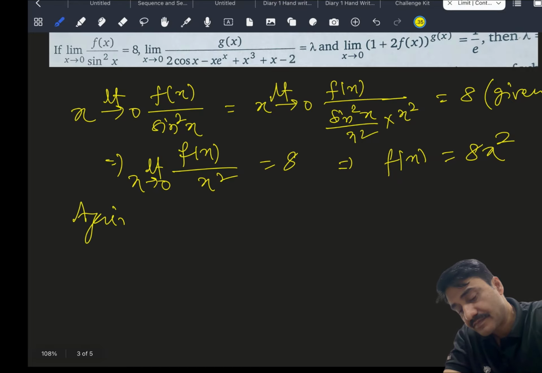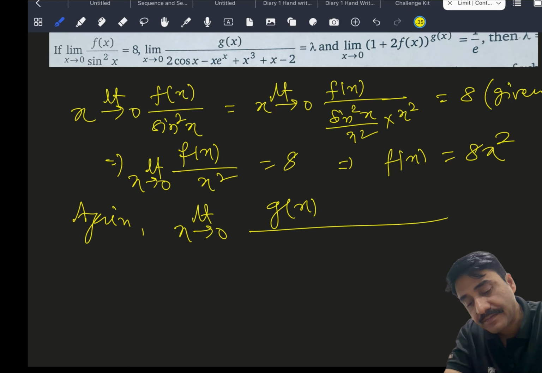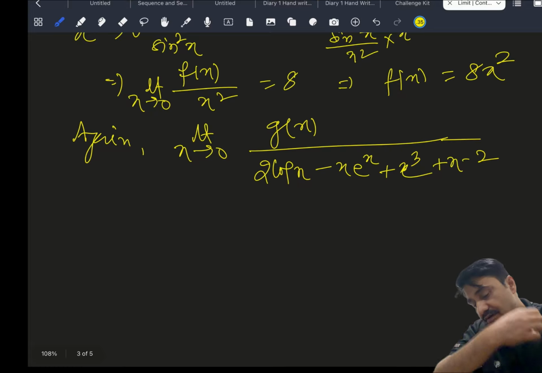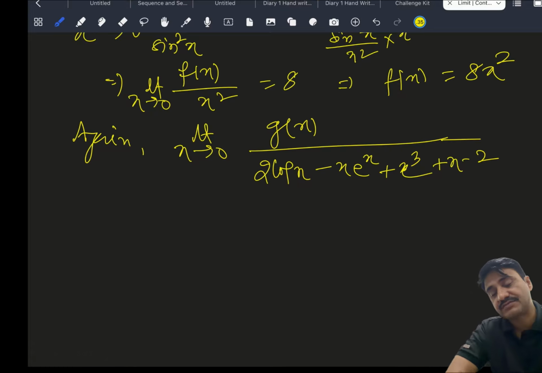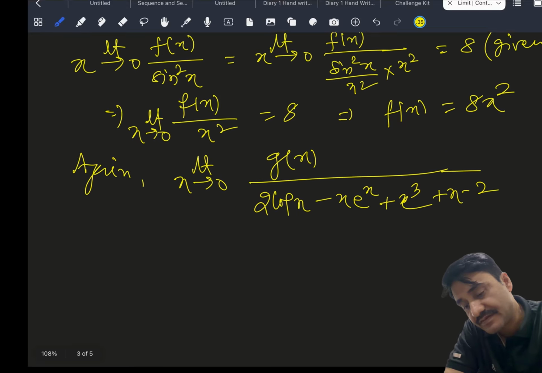Again, x tends to 0 limit g(x) by 2 cos x minus x e raised to x plus x cube plus x minus 2. अब हम यहाँ पे cos x और एक्सपोनेंशियल फंक्शन का एक्सपेंशन लगाएंगे. This is given lambda.